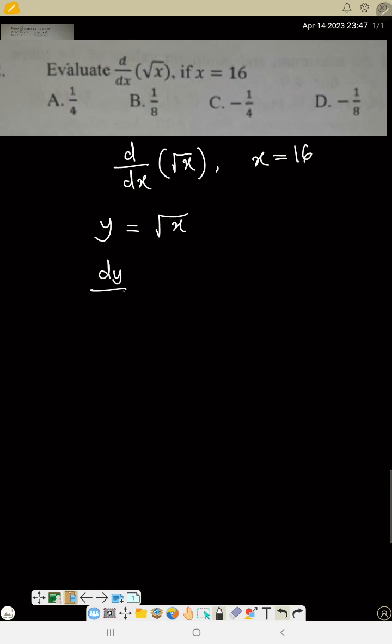Number 2. Evaluate d/dx of root x if x is 16. First, this question, d/dx of root x, is like saying y is equal to root x, then find dy/dx. The square root of x is the same thing as x raised to power half.